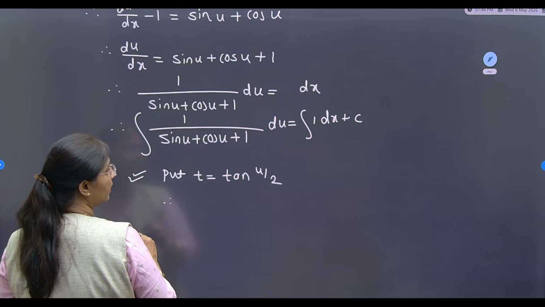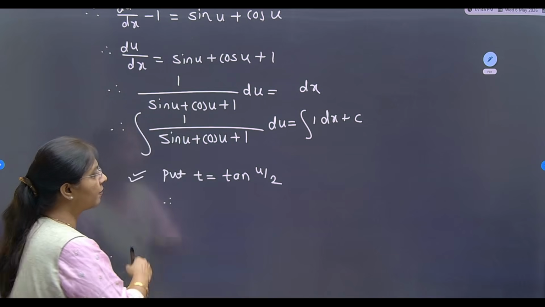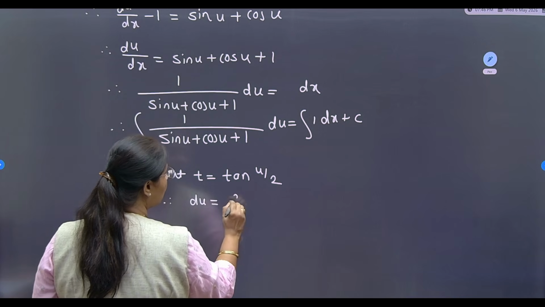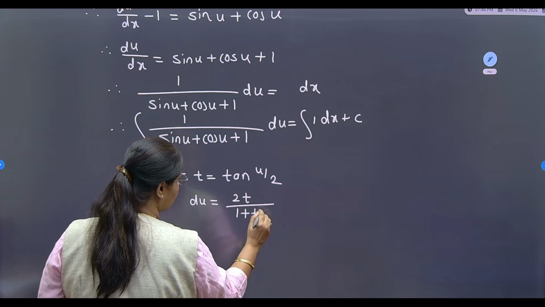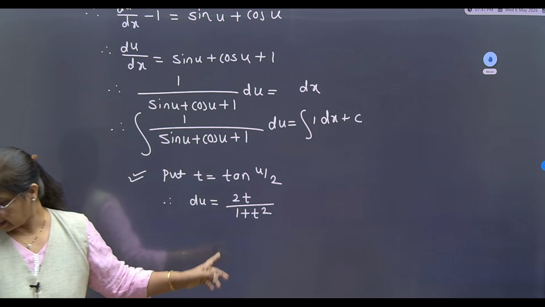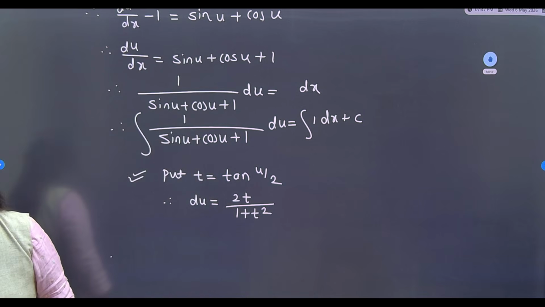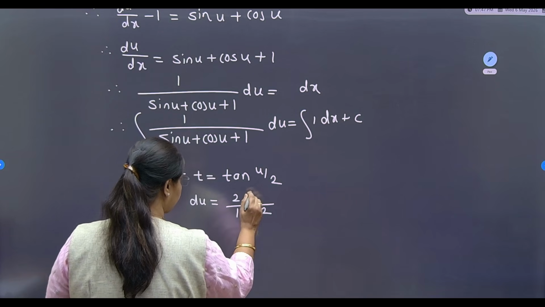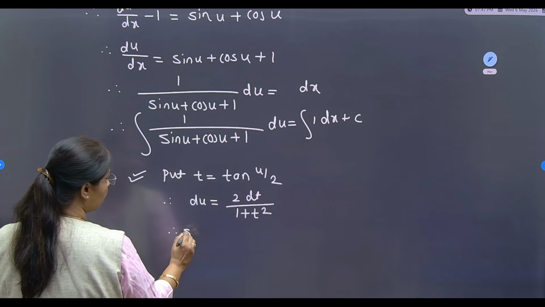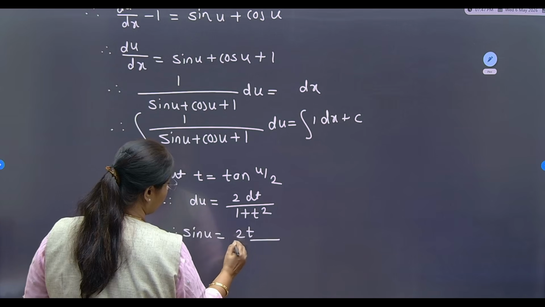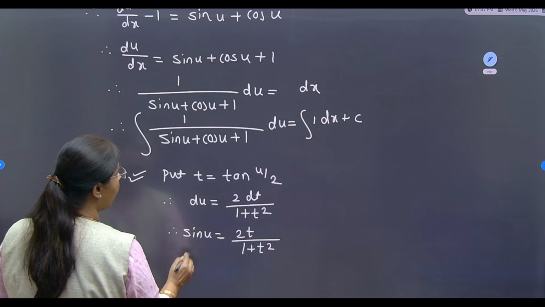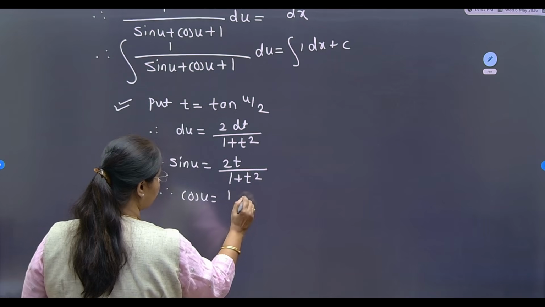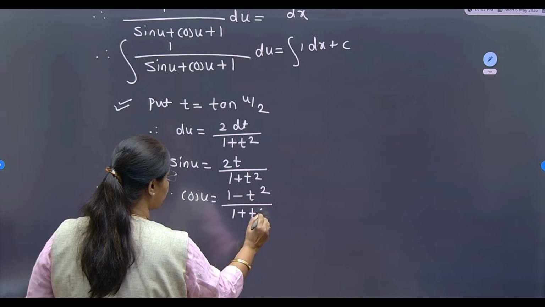Therefore, differentiating, we get du = 2 dt/(1 + t²). Then sin u = 2t/(1 + t²), and cos u = (1 - t²)/(1 + t²).